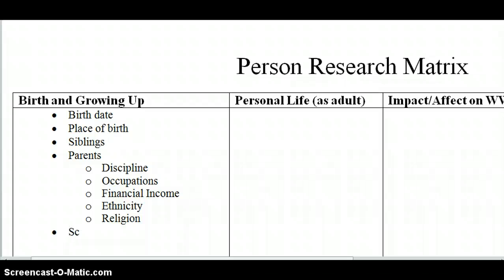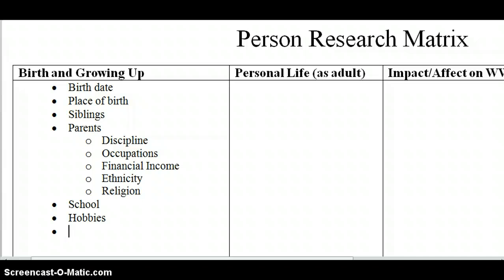How about this? School. What school was attended? How about hobbies this person had? Maybe you'd want to know friends that this person had. Now, if there weren't any famous friends or anything, you don't mention that, of course. But it's nice to know if this person was an introvert or an extrovert. So we're going to put that down, and we're going to talk about it.